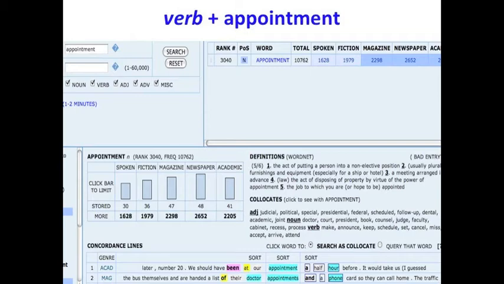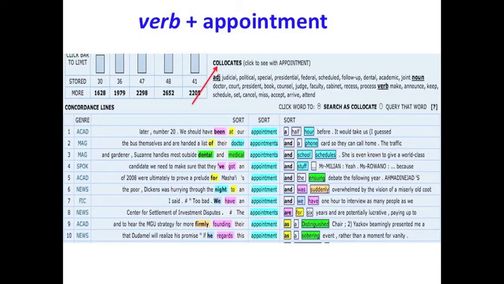If you would like to know which verb I can use with collocations, then you can go directly to the collocate section in this website. And as you can see, I have a couple of verb choices. If we make it bigger, you can see collocates and verb choices: make an appointment, announce an appointment, keep an appointment, schedule, set, cancel, miss, accept, arrive, attend. I also have a couple of example sentences. Remember to read example sentences because they really give you a lot of information.